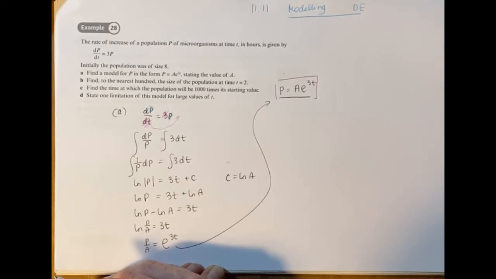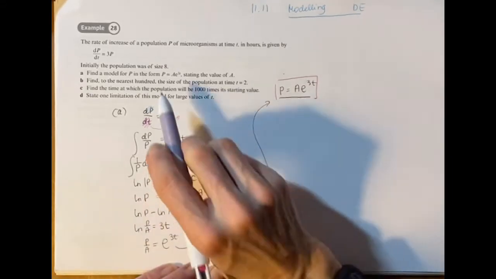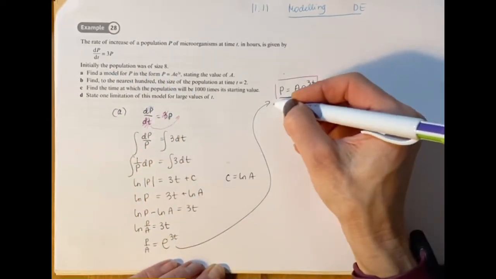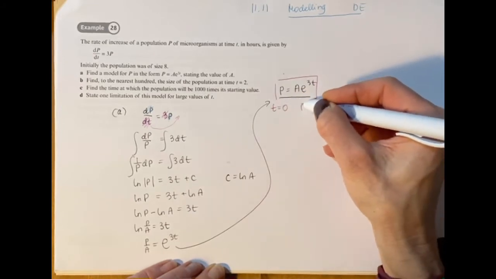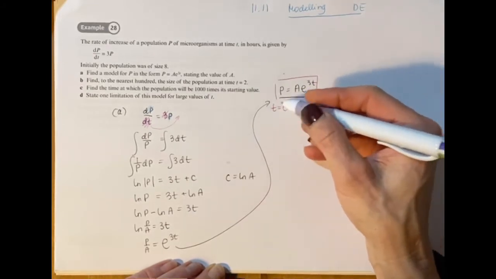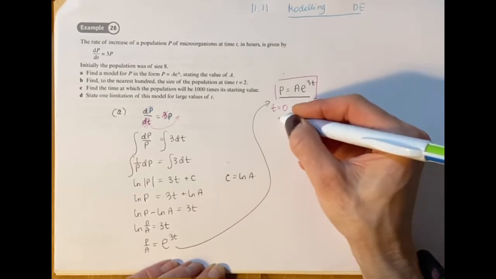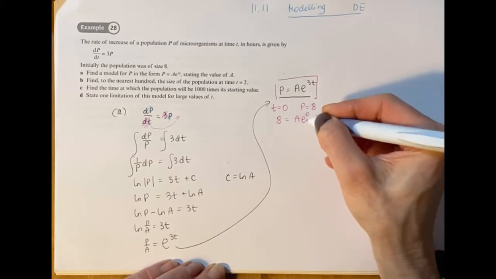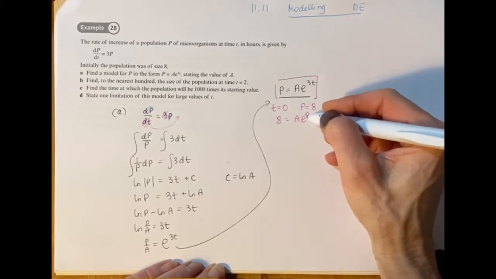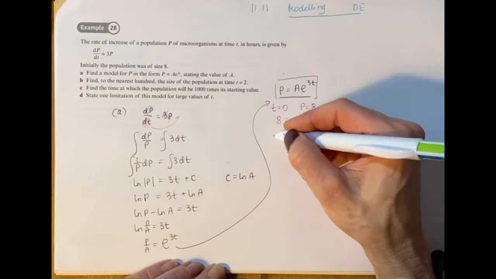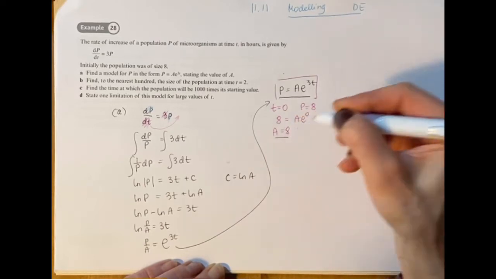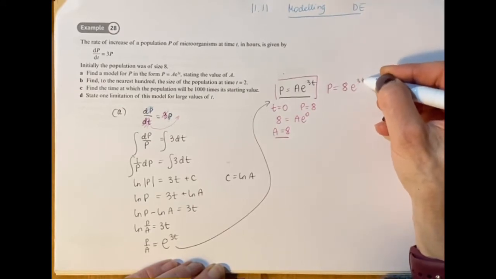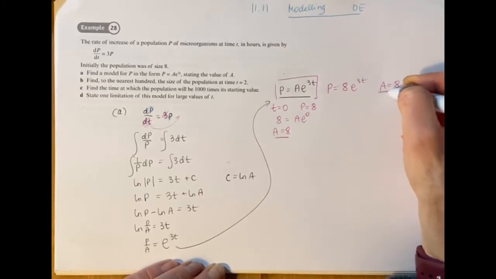Find the value of A. Oh right, so we've got initially the population was of size 8, so at time 0 P is equal to 8, so this allows us to find the value of A. So let's sub these in. 8 is equal to A times e to the power of 3 times 0. That will give me 1, so A is equal to 8. So the actual equation is 8 e to the power of 3t. So the value of A is 8.